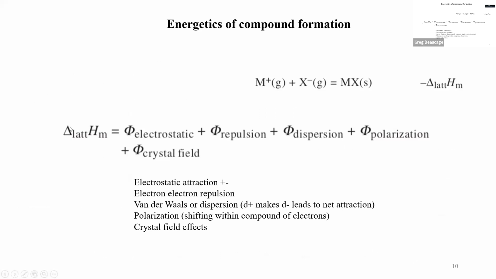The lattice part has all these components to it, right? Electrostatic, which is Coulomb's law, repulsive and dispersive is a 6-12 potential, and then polarization and crystal field.